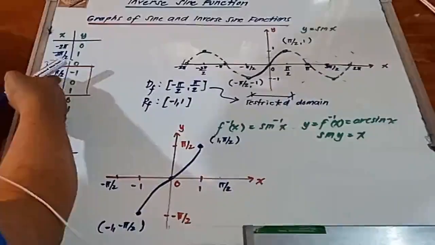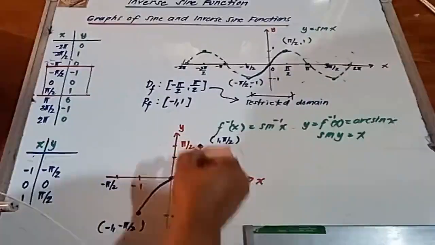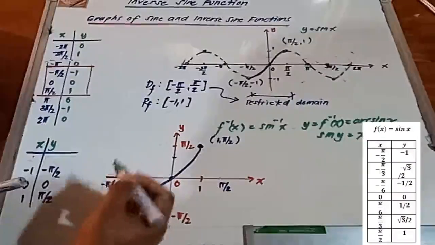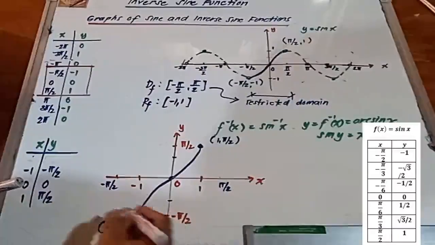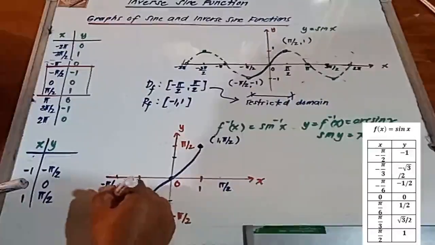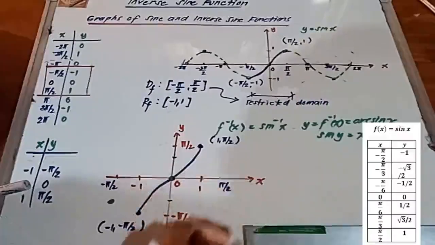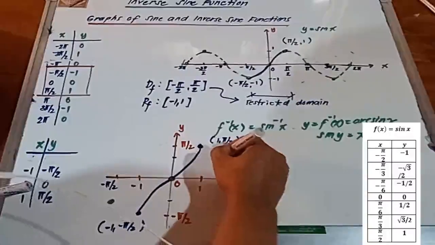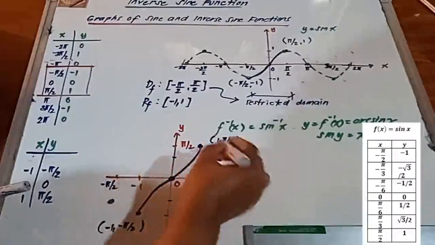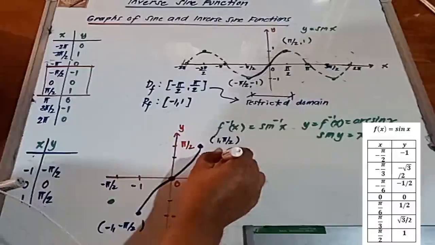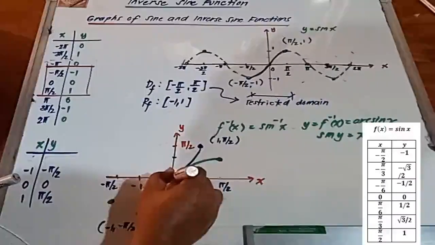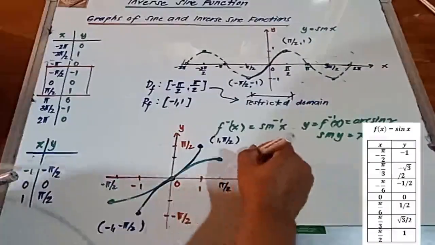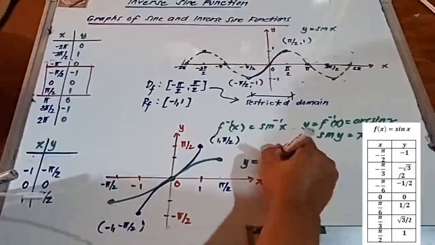So, ito, negative pi over 2, let's say this is 1. So, ito siya. Negative pi over 2, negative 1 here. Then 0, 0 dito rin. And then pi over 2, 1. So, pi over 2, 1 here. So, papaganito naman siya. Okay. So, here. Then, here. Okay. So, ito si y equals sine x.